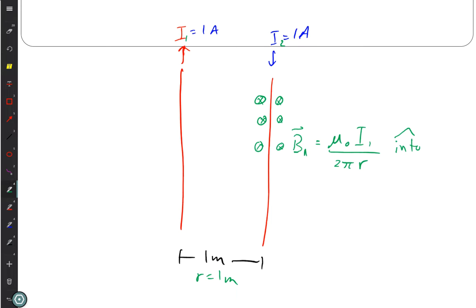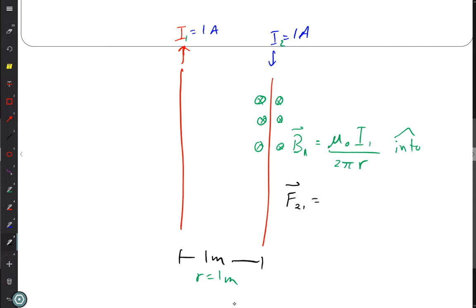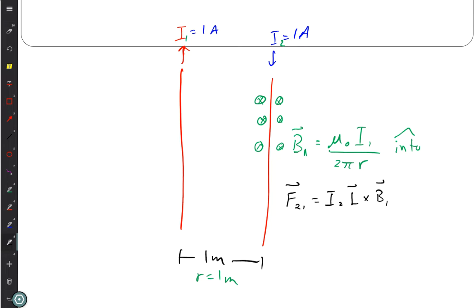Now that I have that magnetic field, I can find the force on wire 2 due to the magnetic field caused by wire 1. So now I look at the equation for the force for a wire in a magnetic field, and that equation is F equal to I2 L cross B1, right? That's our equation for the force of a wire in a magnetic field. Well, what direction is L cross B?